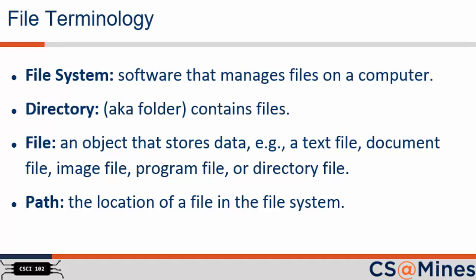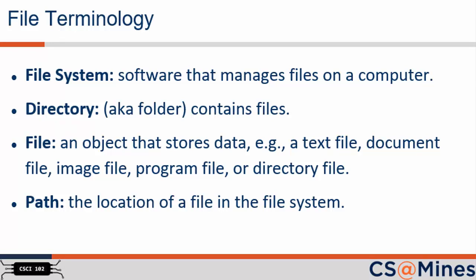A directory, also called a folder, contains files. A file is an object that stores some type of data. For example, a text, document, image, program, or a directory. And yes, even a directory is considered a file to the file system.